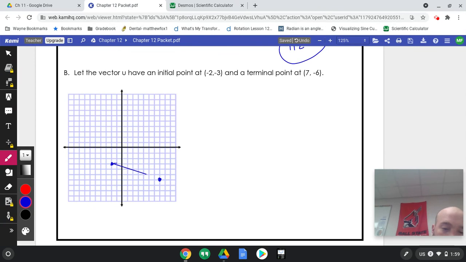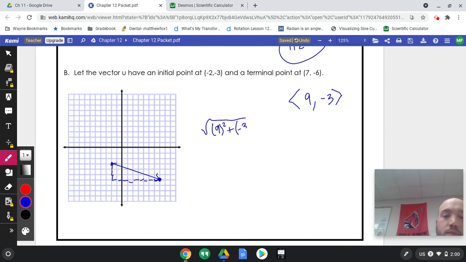So we draw that in. Don't forget to put your arrow on. It goes down 1, 2, 3. And it goes over 1, 2, 3, 4, 5, 6, 7, 8, 9. Okay. So if we write it in component form, it's going to be 9, and down 3 is negative 3. Once again, square both of those, so 9 squared, negative 3 squared. So if we square that, we get 81 plus 9, so square root of 90.